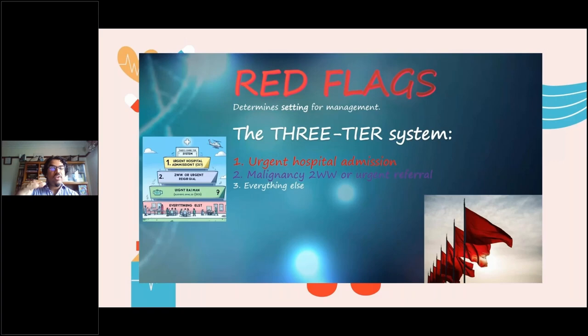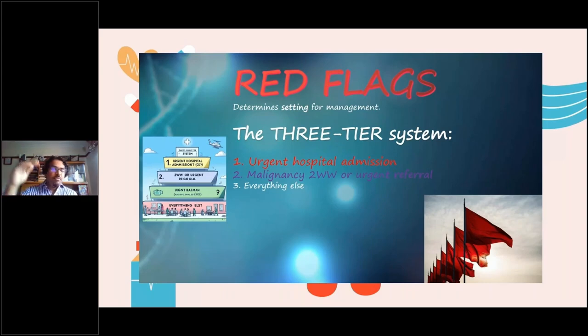If they're fulfilling those criteria, that's what you need to do, and that's the level at which we're taking care of them. Okay, so if they're fulfilling the malignancy 2-week wait criteria, deal with it then, and arrange for appropriate follow-up at an appropriate juncture.